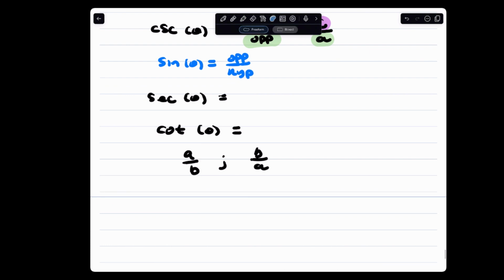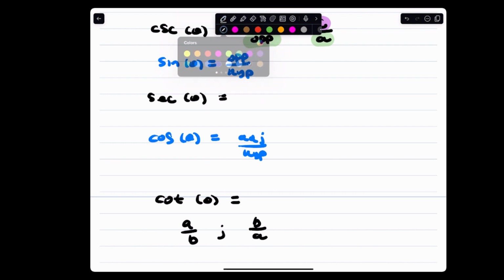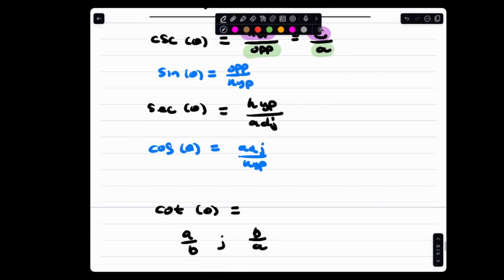And what do you think secant was the reciprocal of? Do you guys remember? If you know cosine, you know secant. They're reciprocals. So you have cosine now. Well, the definition of cosine is adjacent over hypotenuse. Now, this is going to be hypotenuse over adjacent. So we get hypotenuse over what? Adjacent. So you're going to get C over B.